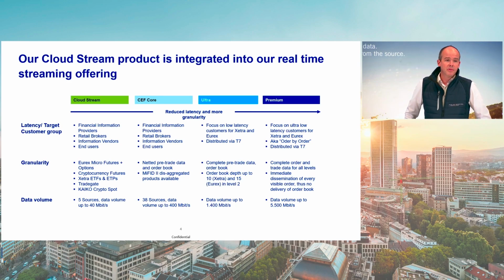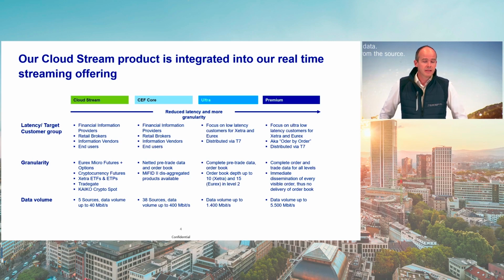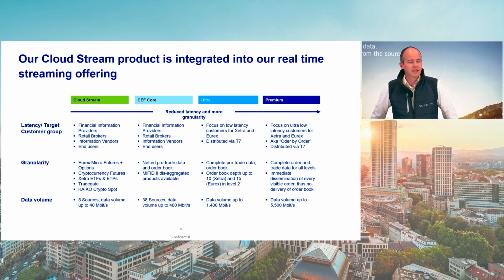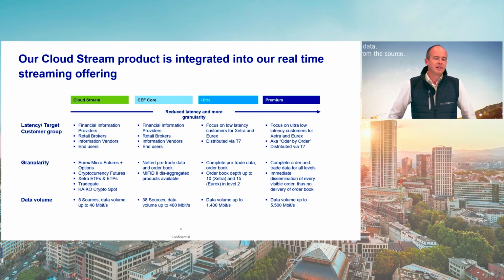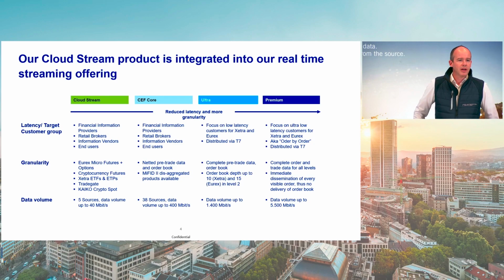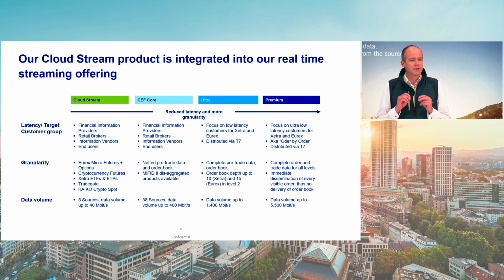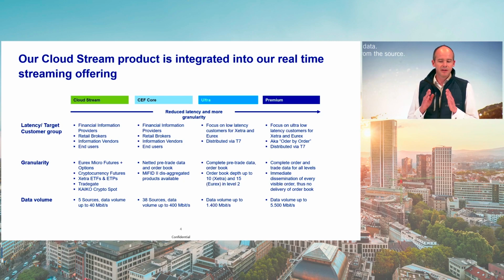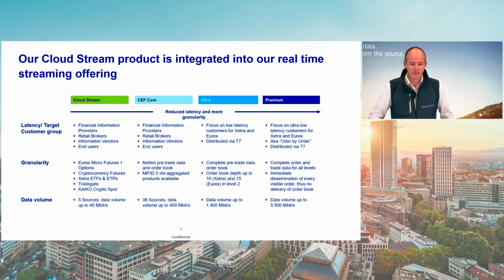What is inside the premium feed? It's all order by order. It's a massive feed. A lot of data is being shipped every day over this feed, and that makes it so complex to analyze. That was the reason we built A7, to make it very easy to analyze the premium feed.